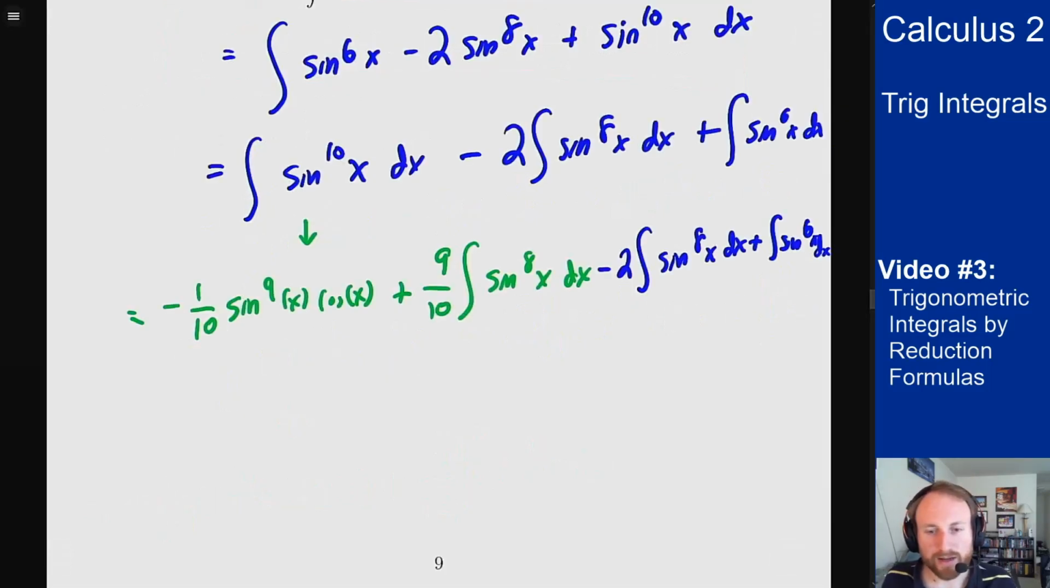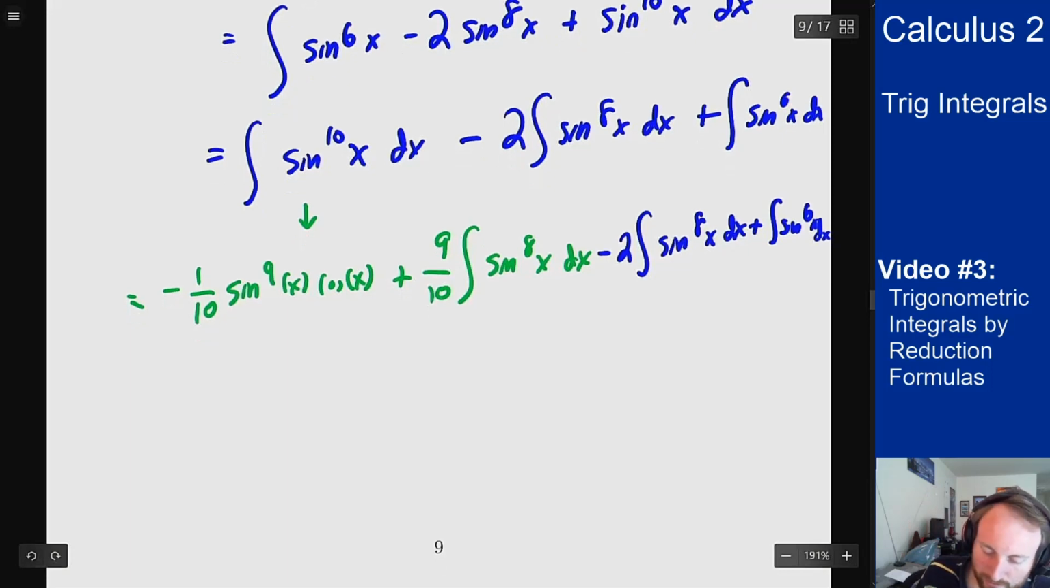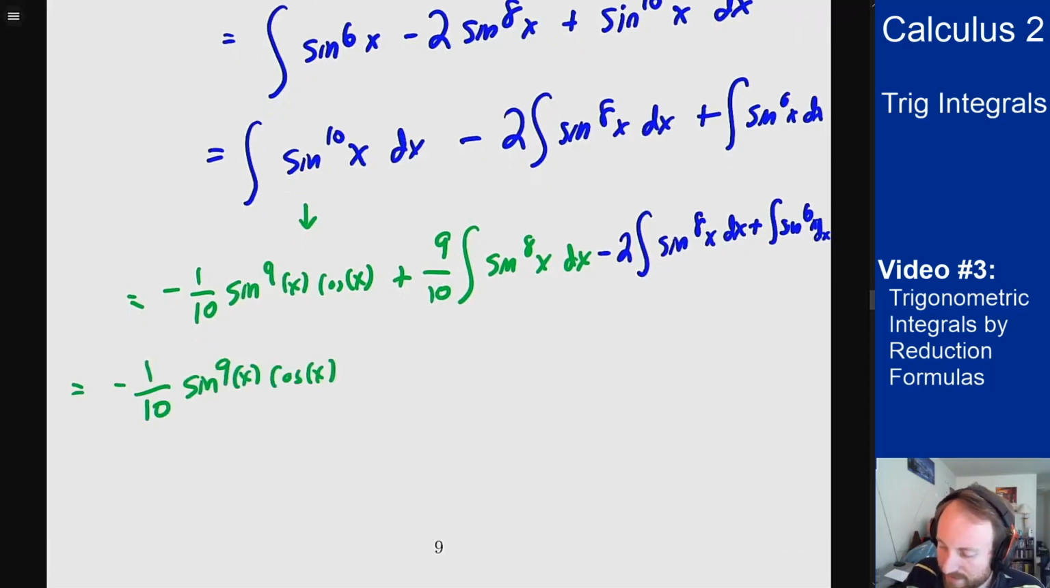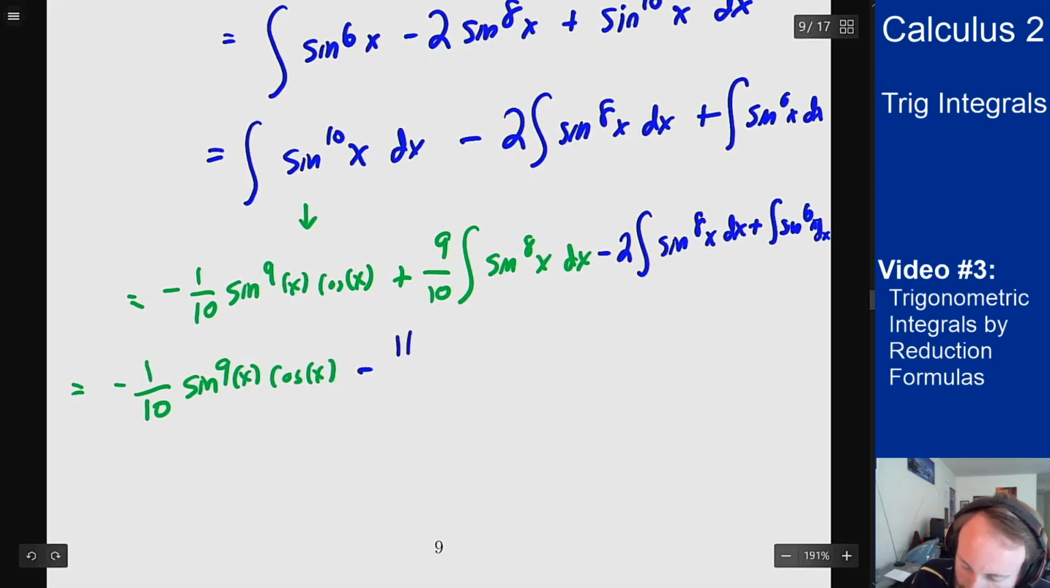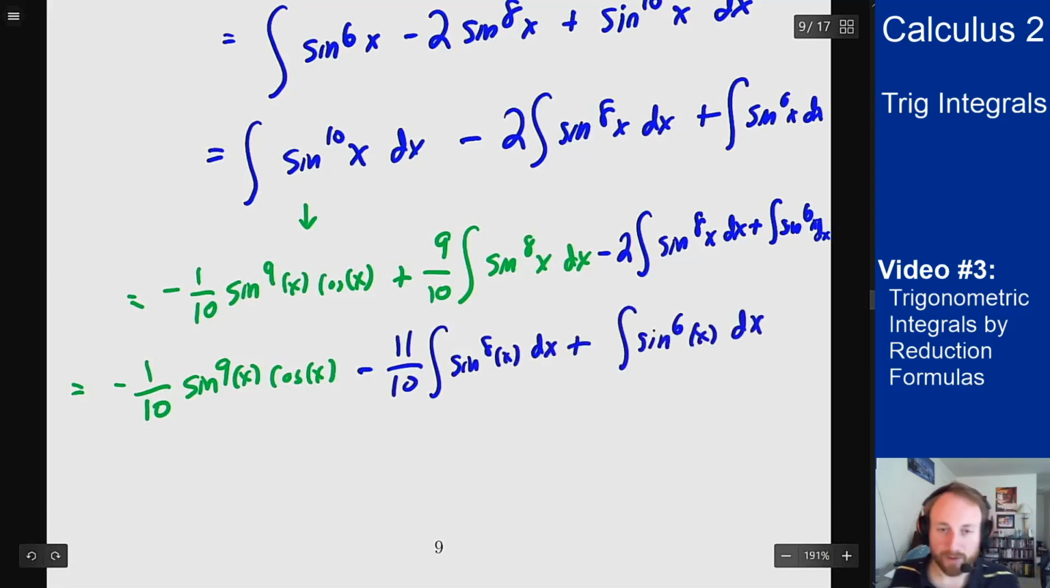Okay, now I want to combine some things. We'll notice I have two terms that both have integral sine to the 8th. I can put those together into a single integral. And this is why you want to start from the highest power, because you'll be able to combine at every step as opposed to doing this multiple times over. So we'll carry down the first term. We'll combine the second two, which becomes a minus 11 over 10 integral of sine to the 8th of x dx. And we still have our sine to the 6th hanging out over here. That will come into play at the next step.